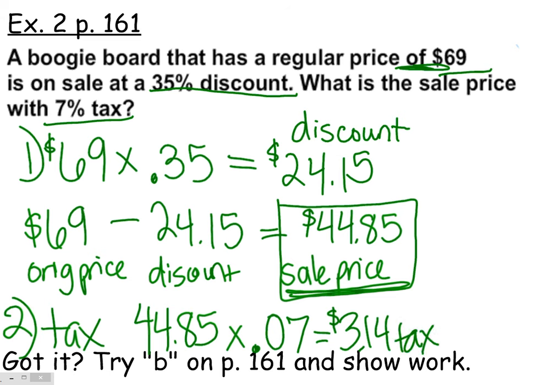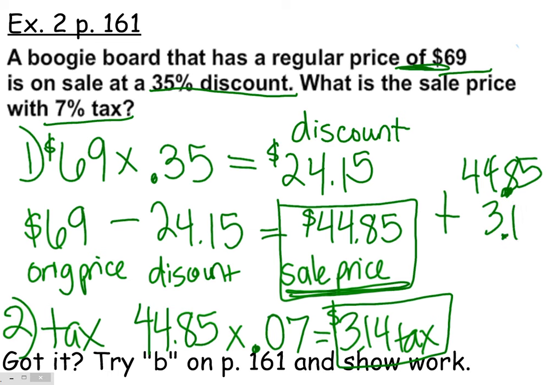So we have our sale price here. We know our tax. So now to get the total of the amount that you'll spend, you add $44.85 plus $3.14 tax, and that equals $47.99. So the new sale price of the boogie board is $47.99. There we go. Sorry, my writing's slightly a little sloppy, but this is also in your book on page 161.